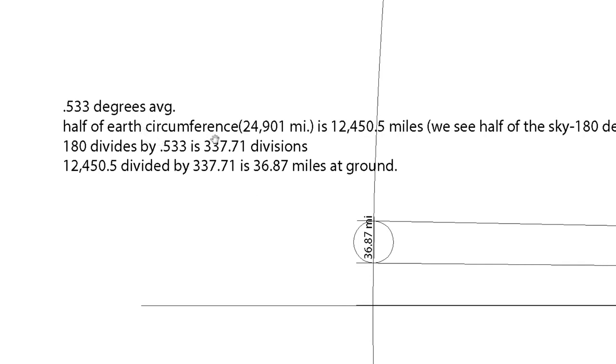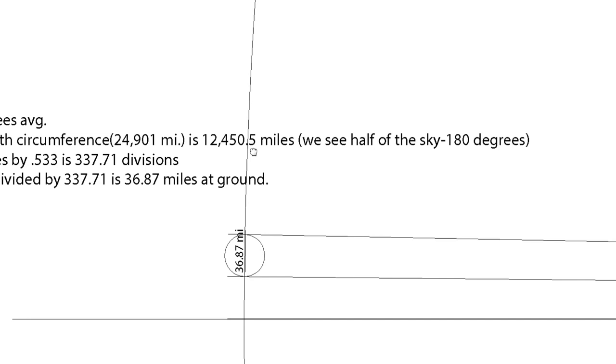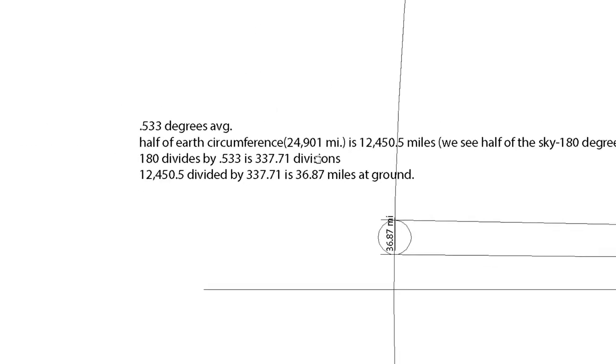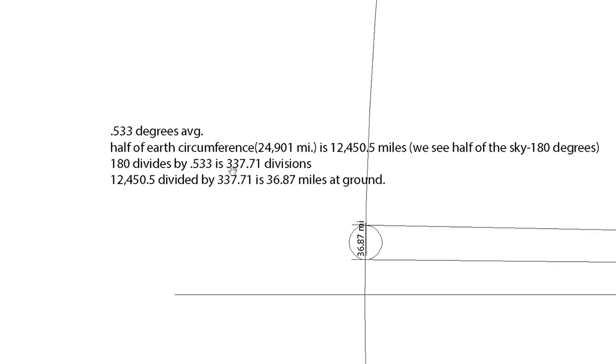So we take half of the Earth's circumference, which the full circumference is 24,901. So that's 12,450.5, because we see only about half of the sky. And then we take that 180 degrees and we divide it by 0.533 of a degree. And so we get 337.71 divisions within the 180 degree half circle. And so we take 12,450.5, which is the amount of miles in a half circle, divided by 337.71, which are the number of sections in 180 degrees in a half circle.